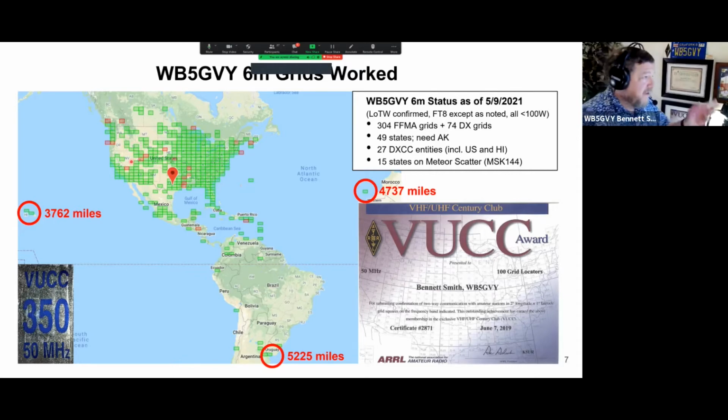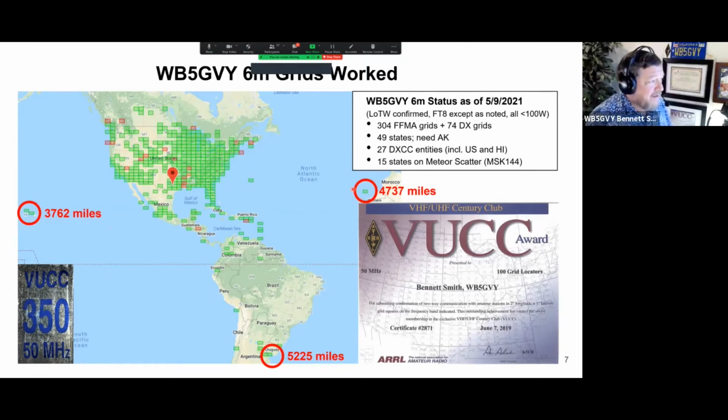You can also see outside the United States, I've got 74 DX grids, and I've circled in red some of the ones that had the largest distance. I've worked Hawaii at 3,700 miles.